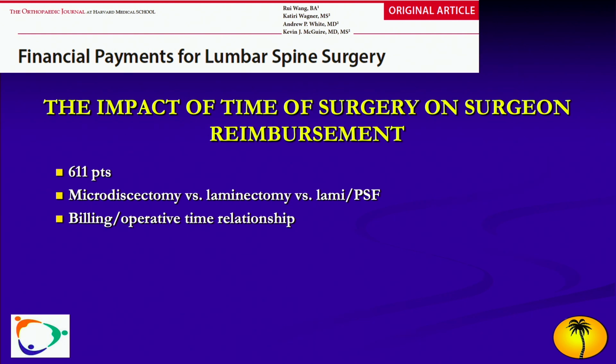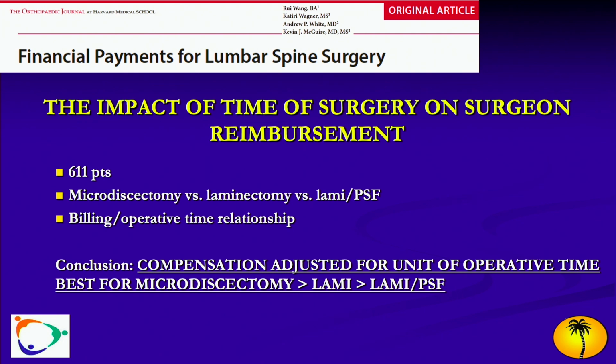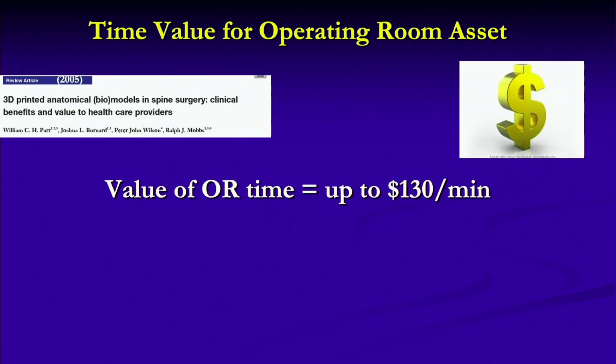The impact of time for surgery on surgery reimbursement is relevant, of course. This was just a smaller look. I thought it was interesting because it took microdisc through lami posterior fusion. And when they really scrutinized the actual flow of money relative to time, it turns out the microdisc came out on top. So despite us thinking that surgeons might go for the bigger surgeries from a personal value perspective, that may not be the proper way to look at it.